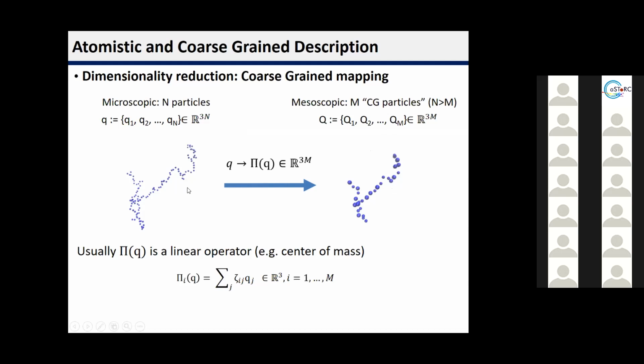This happens because we utilize an operator to decrease the degrees of freedom. Usually, we utilize a linear operator to do that. The most commonly used operator is the center of mass, where, for example, we place a coarse-grained bead at the center of mass of each monomer.